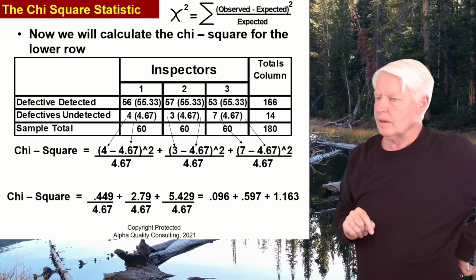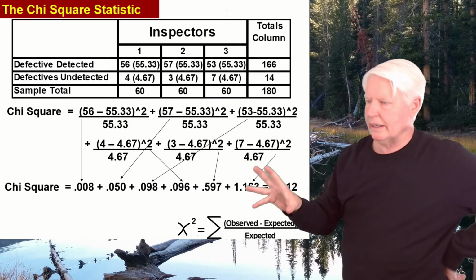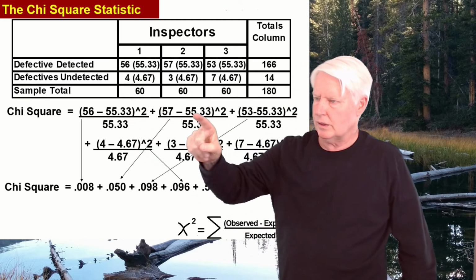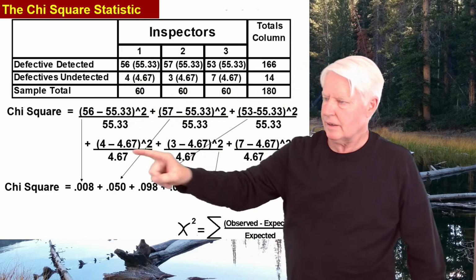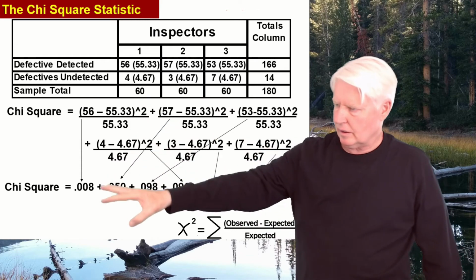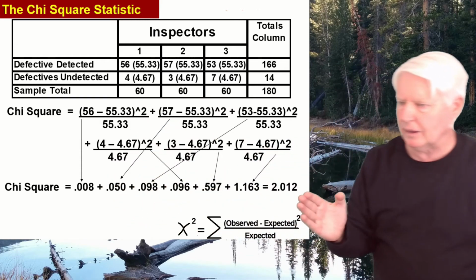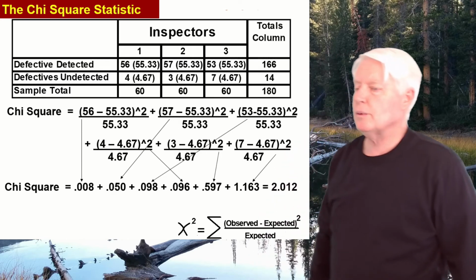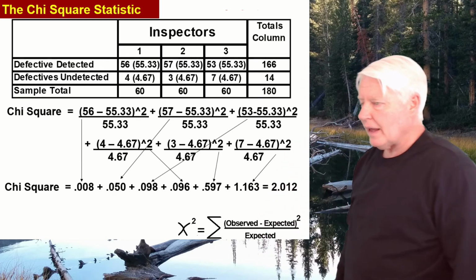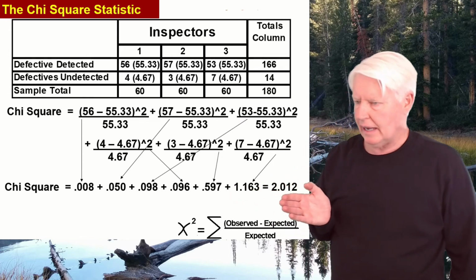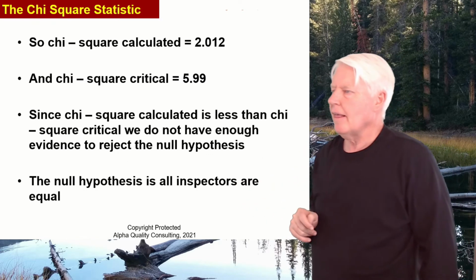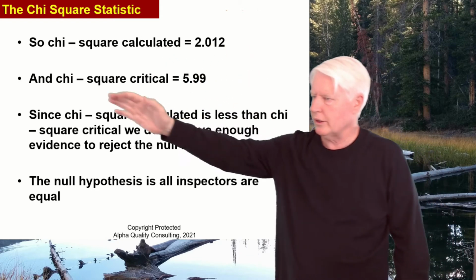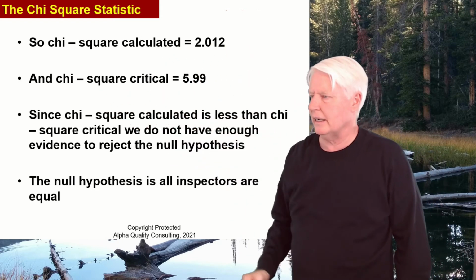Okay. Now I put them all together so you can see how I did this. I did all three of those, 1, 2, 3, and all three of these right there. I crunched all the numbers, I added them all together, and I get a chi-squared of 2.012. So that's my chi-squared calculated. All right. So, in summary, my chi-squared calculated is 2.012, and my chi-squared critical is 5.99.